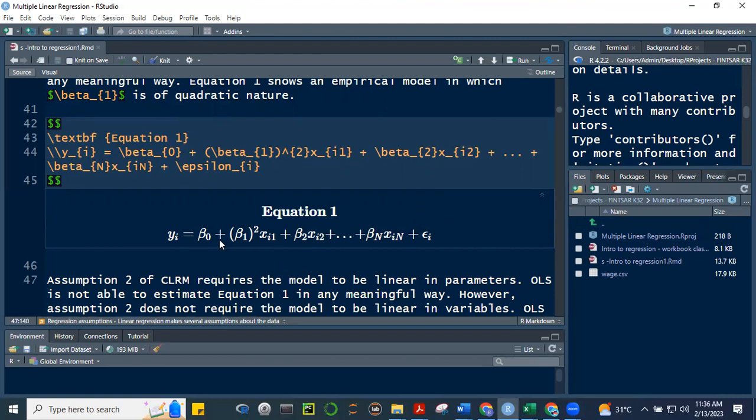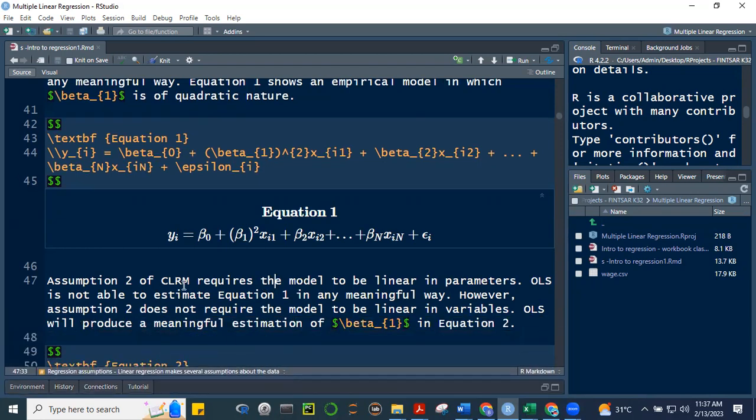We have this model, y sub i is equal to beta null plus beta 1 squared. Okay, this is what I was telling you about. This is not linear in the parameters, so beta 1 is squared. Assumption 2 of the classical CLRM, the classical linear regression model, requires the model to be linear in parameters.